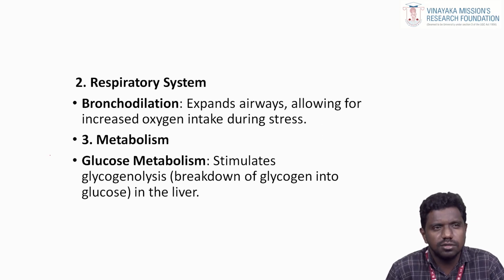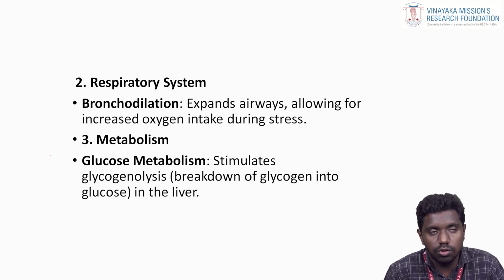Next, the respiratory system. What does it do? It causes bronchodilation. The sympathetic nervous system expands the airways and increases oxygen intake and the inspiration process of our body, to tackle the stressful situation, since stress causes breathlessness. To manage that breathlessness, our body expands the airways and increases oxygen intake. Then in the alveoli the oxygen exchange occurs, and oxyhemoglobin transports it to the other parts of the tissues.